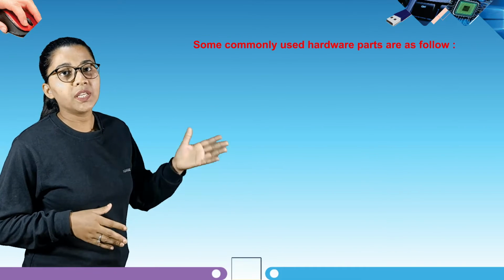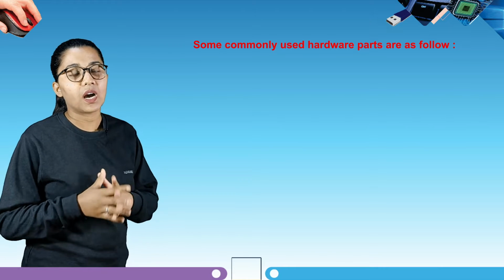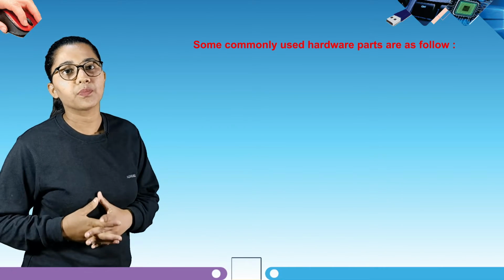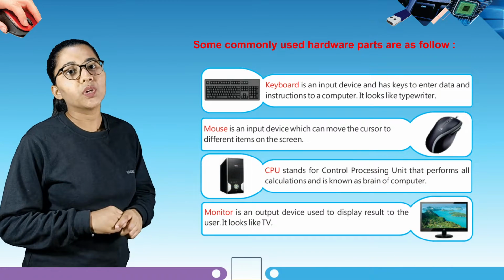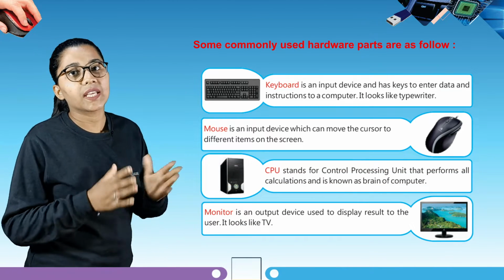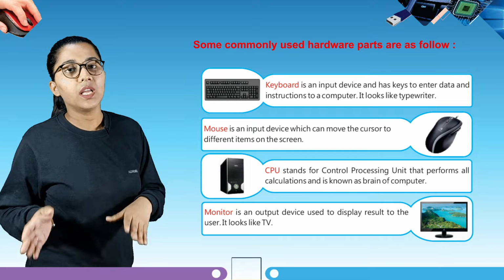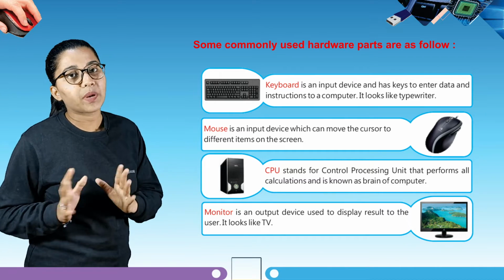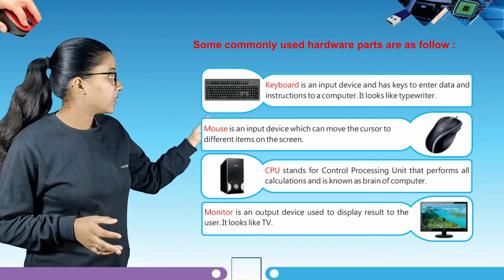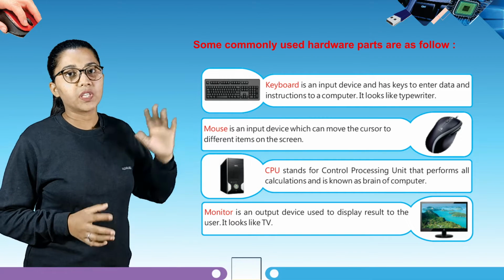Now students, let's learn about some commonly used hardware parts. First we have keyboard. Keyboard is an input device and has keys to enter data and instructions to a computer. It looks like a typewriter. Students, you can see the picture of a keyboard.